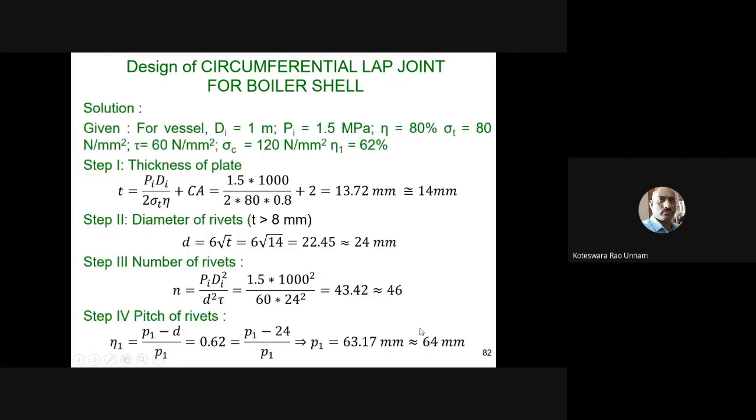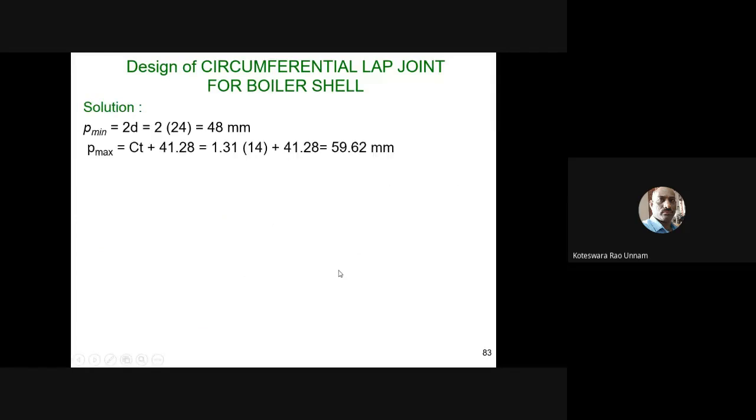But whatever pitch value we calculated, that P1 we computed here, we got it as 64. This is more than the maximum pitch value. The maximum allowed pitch value, P max, is only 59.62, but we got 64 mm. So I cannot take the pitch value as 64 mm. Since the calculated value is more than this P max, I need to take P max as my pitch value. So since P1 is greater than P max, it is assumed that P1 is equal to 58 mm.